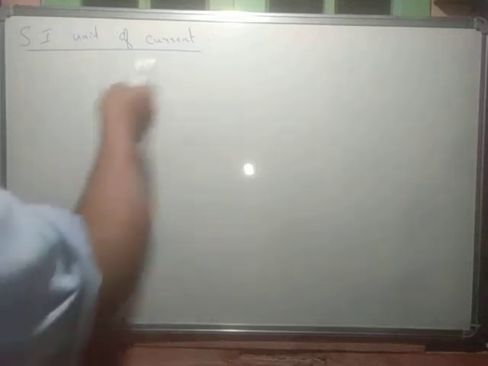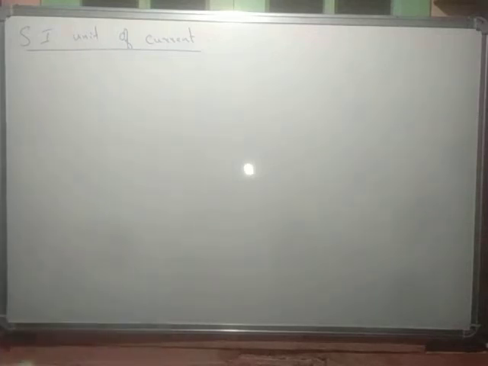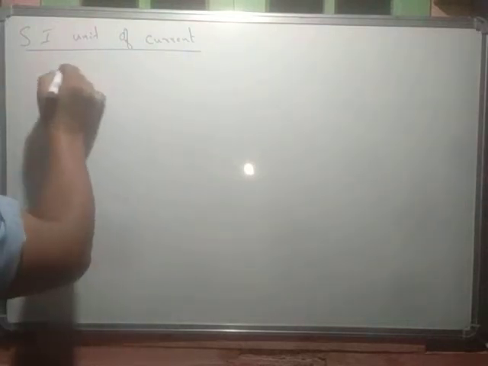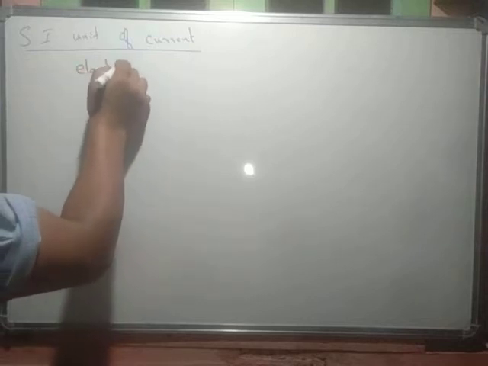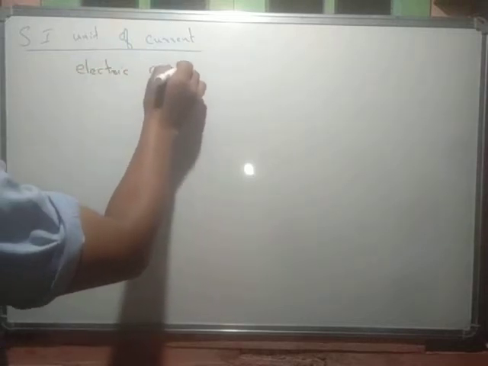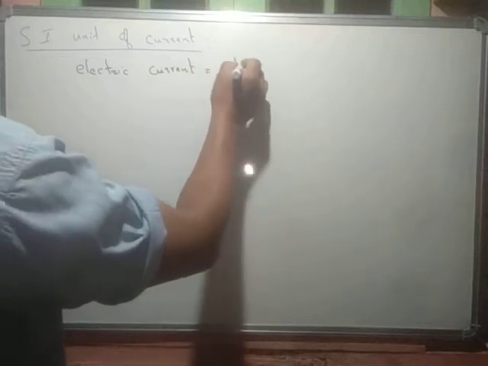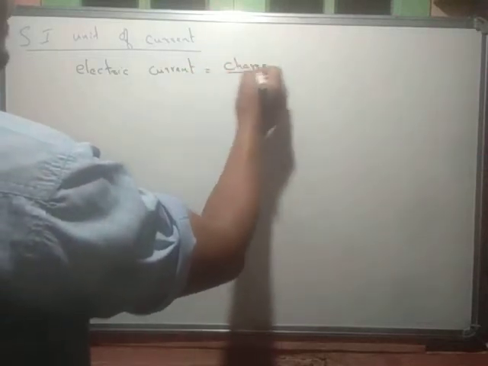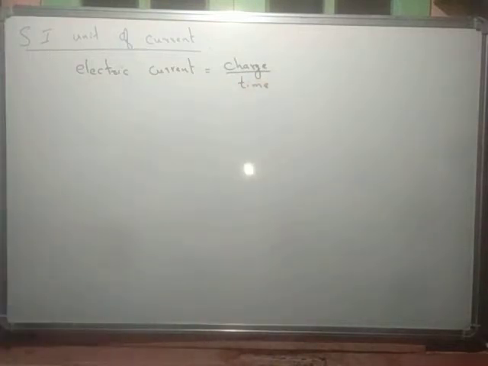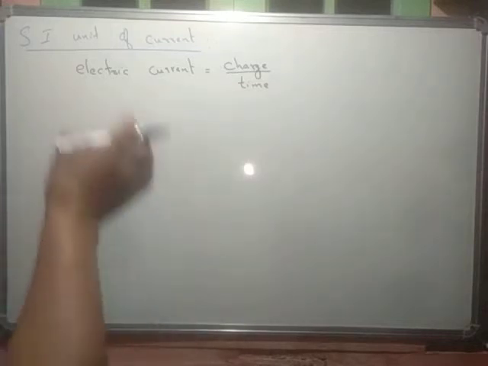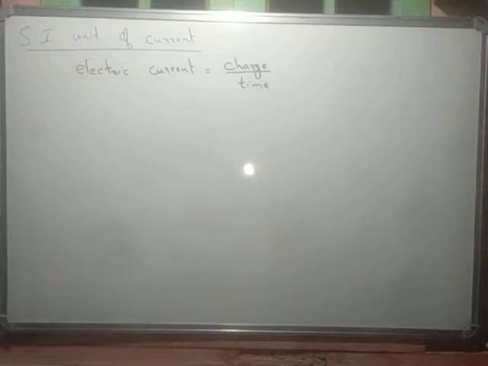SI unit of electric current. Okay, so we have seen right before that electric current is defined as charge by time. So when we talk about the SI unit of electric current, that SI unit can always be obtained from the equations of electric current.